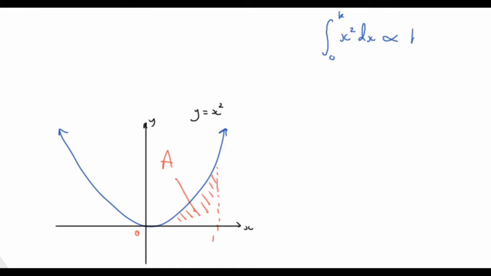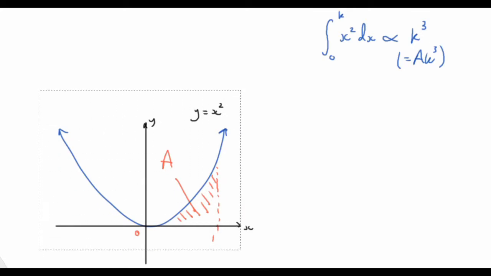Okay, so let's start by looking at this integral, the area under the parabola from 0 to k, and I want to show that's proportional to k cubed. That's my first job. I won't worry yet about the constant of proportionality. I just want to show that the integral from 0 to k is proportional to k cubed. So with that in mind, let's call the integral from 0 to 1 something. Let's call that capital A.